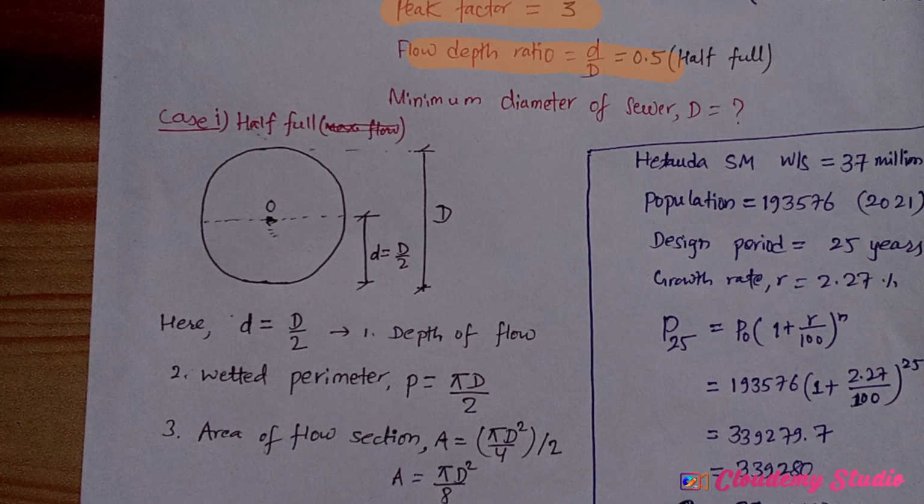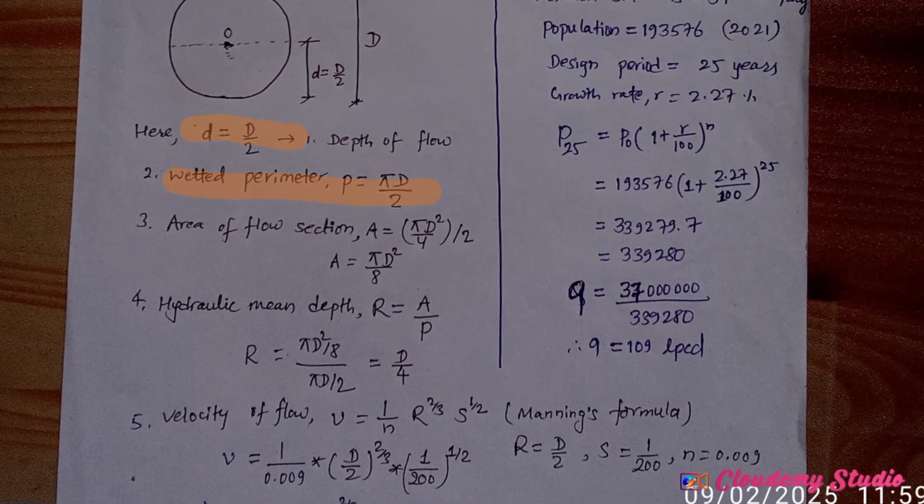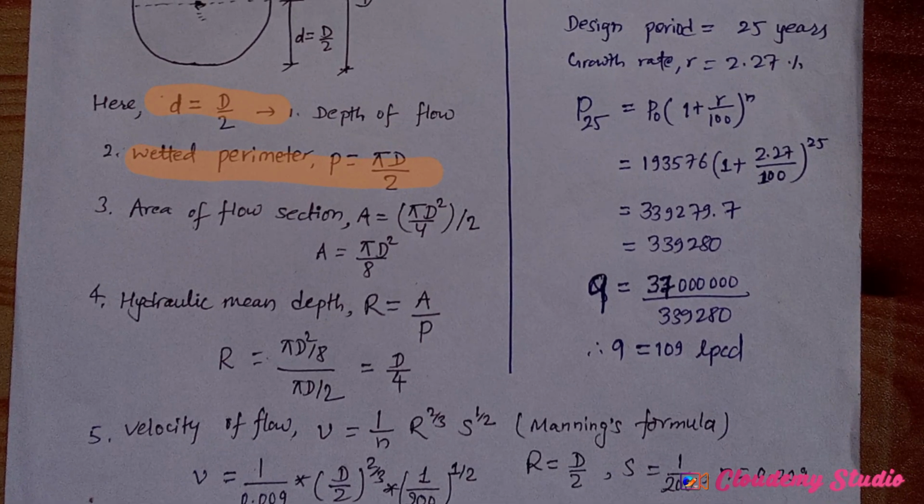For a half full running condition, the depth of flow, small d, equals diameter by 2. For the half full condition, it is diameter by 2. Wetted perimeter P equals pi d divided by 2. Area of flow section A equals pi d square by 2, that means pi d square by 8.